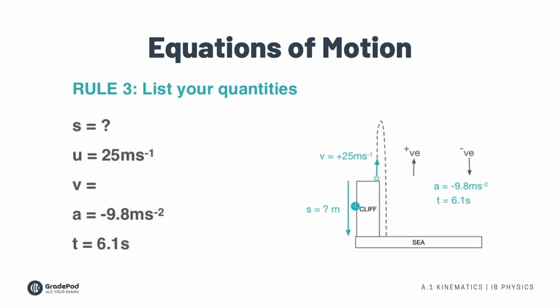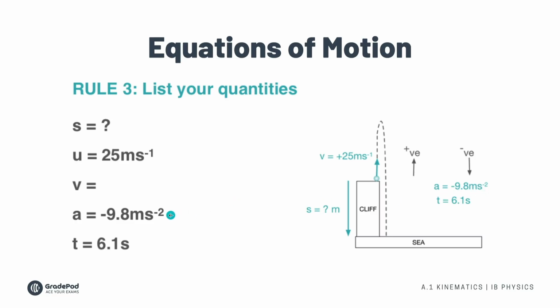Rule number 3 is to write down the 5 quantities of equation motion, SUVAT, on the left-hand side of your paper, and start putting the number quantities to these labels. So the initial speed is plus 25, let's pop that here. The acceleration, it's going down the way, is minus 9.8.